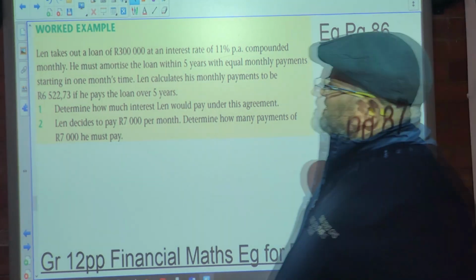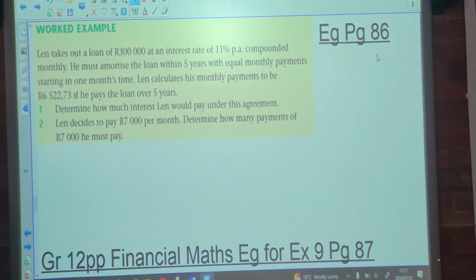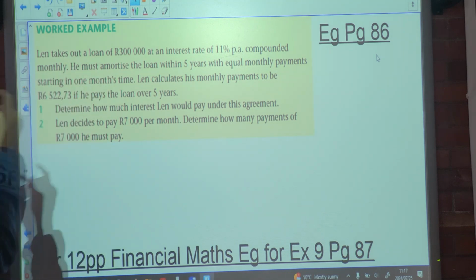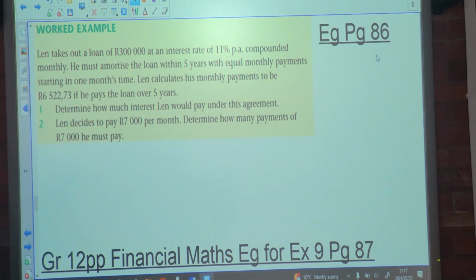We are told that Len takes out a loan of 300,000 at an interest rate of 11% per annum compounded monthly. You must amortize, which means to say pay in full, the loan within 5 years with equal monthly payments starting in 1 month's time. That is in line with your compound interest. He calculates the monthly installment to be 6,522 rand and 73 cents. That's your X value. If he pays the loan over 5 years, determine how much interest Len would pay under this agreement.